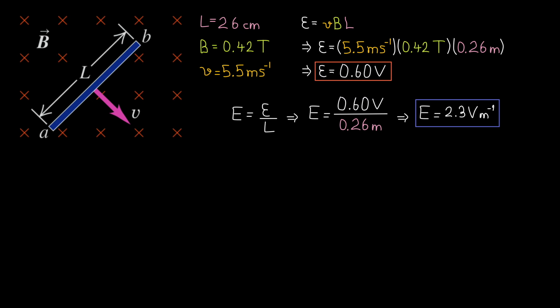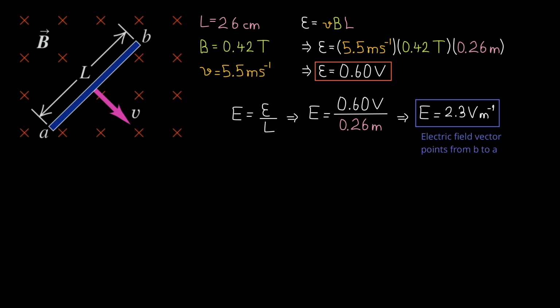How about the magnitude of the electric field? To find the magnitude of the electric field, we can just divide the potential difference by the distance between points A and B, which is the length of the rod, and the potential difference is equal to the induced EMF. So we divide 0.60 volts by 0.26 meters, and we get 2.3 volts per meter for the magnitude of the electric field vector.